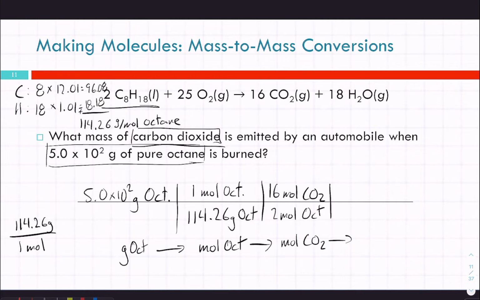So what's our last step then? Convert to grams. So now we can get grams of CO2. And we'll calculate the molecular mass for CO2, again using the periodic table. So we have carbon, which has a mass of 12.01. There's one carbon, and there's two oxygens. Carbon is 12.01, oxygen is 16.00. So this is going to be 12.01 and 32.00, so it'll be 44.01 grams per mole CO2.